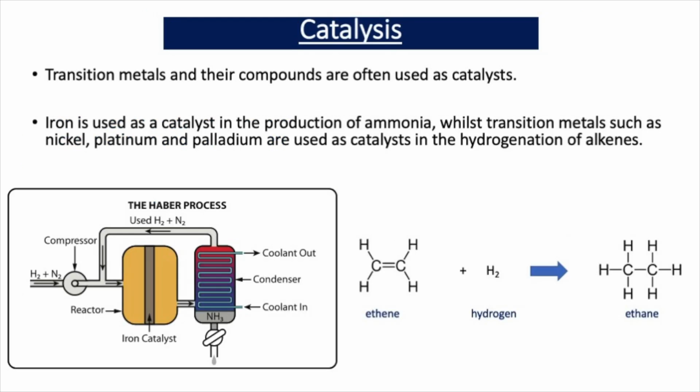In previous videos we've discussed the fact that transition metals and their compounds are often used as catalysts. And in this video we're going to explore the different reasons why transition metals and their compounds make effective catalysts. Now you should already be familiar with examples of transition metal catalysts. For example, iron is used as a catalyst in the production of ammonia, whilst transition metals such as nickel, platinum and palladium are used as catalysts in the hydrogenation of alkenes. This reaction in particular is used in the margarine industry to convert unsaturated oils to saturated fat.